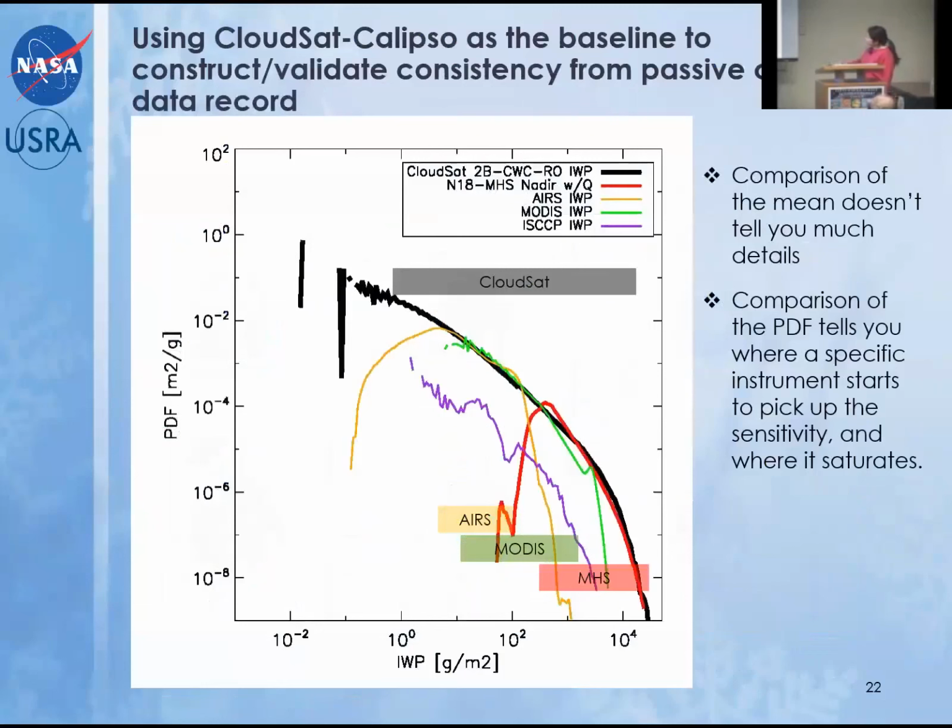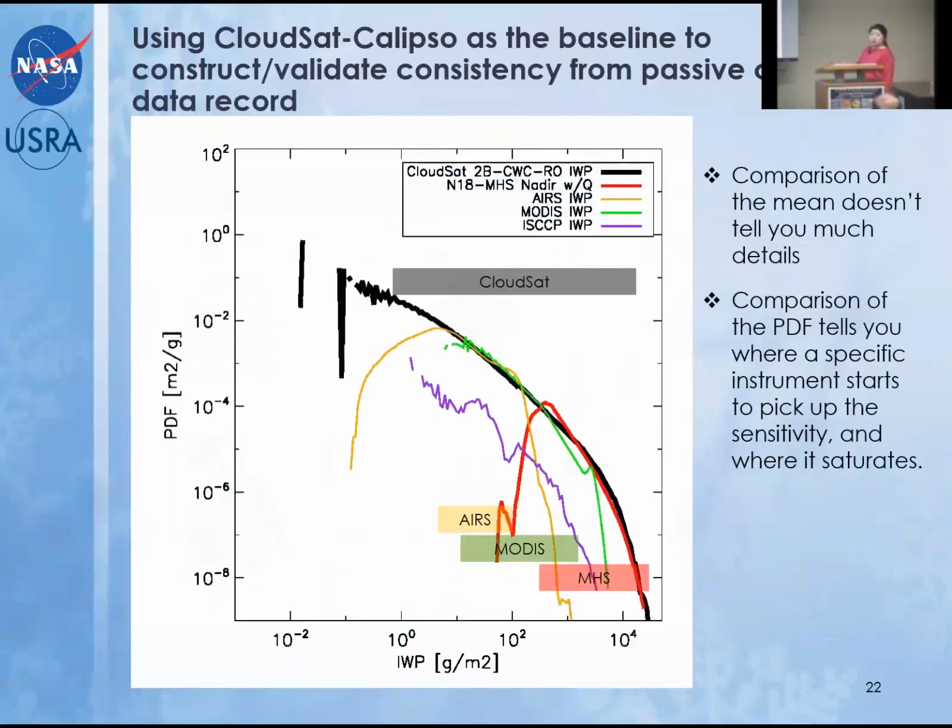And this is what we got from the PDF in terms of climatology comparison. The black line is the CloudSat. So the ice water path PDF follows this log line for the CloudSat until CloudSat reaches its own saturation. And this is AIRS.